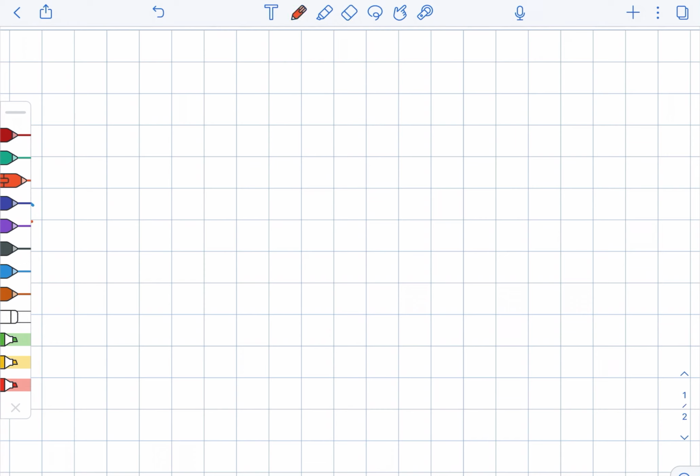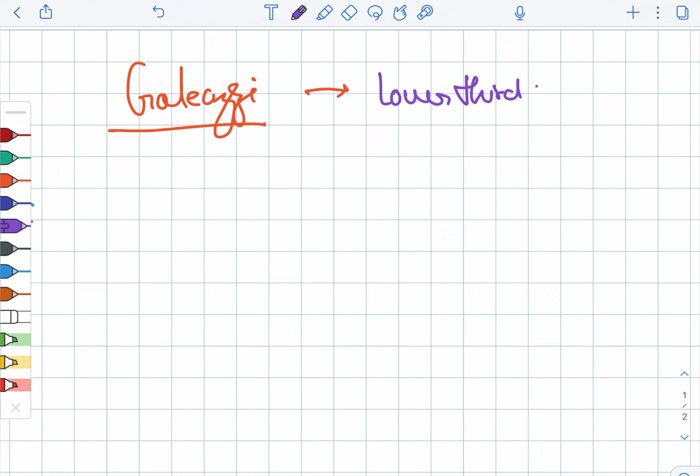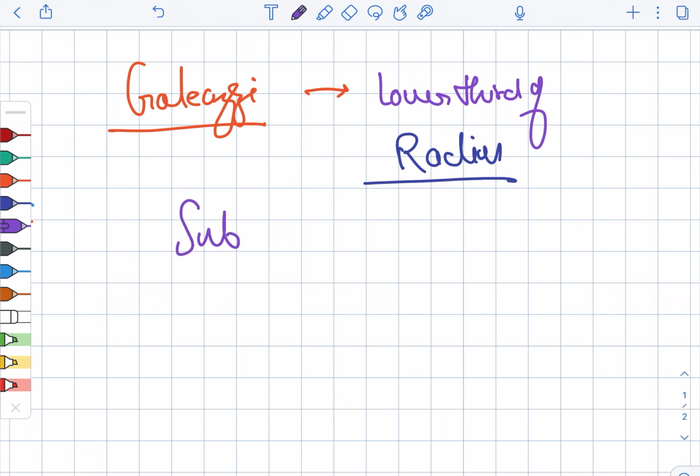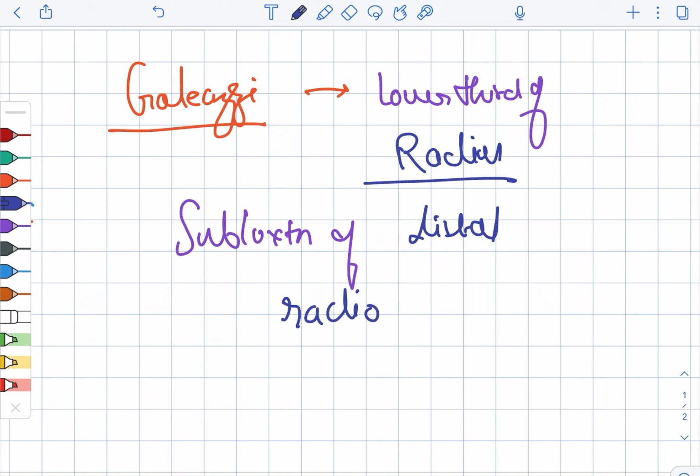Next, looking at the Galeazzi fracture. Galeazzi fracture is a fracture of the lower third of the radius and subluxation of the distal radio-ulnar joint.